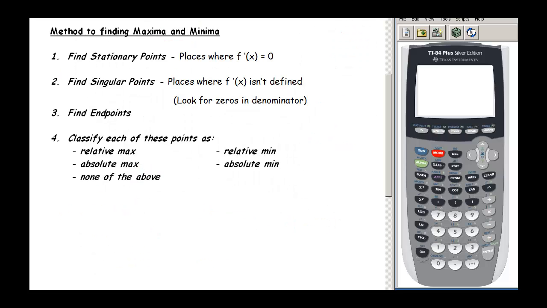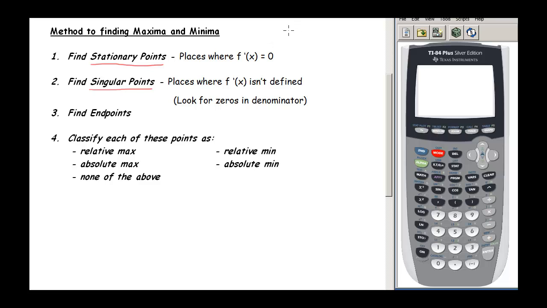When we are doing these problems, you're going to have this same method that we did on the last problem. When we need to find the maxima and minima of a function, first we're going to find all those stationary points. So we're going to figure out where our derivative equals 0. Then we're going to find all the singular points. These are the places where our derivative isn't defined, and we're going to look for zeros in the denominator.